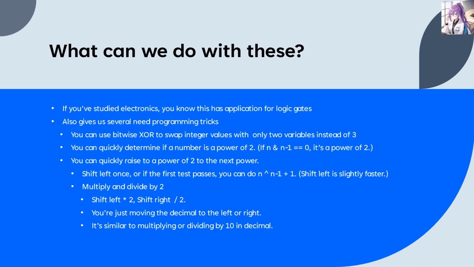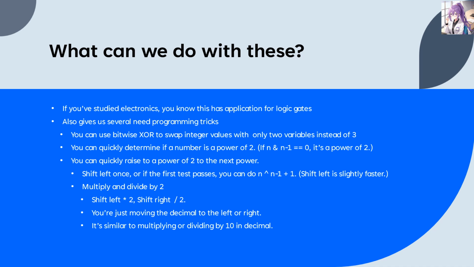You can also quickly determine if a number is a power of 2. Just take n and bitwise AND it with n minus 1. If the result is 0, it's a power of 2. You can use a similar trick to raise a power of 2 to the next power of 2, where you do an XOR on n and that number minus 1. Then you add 1 to it.